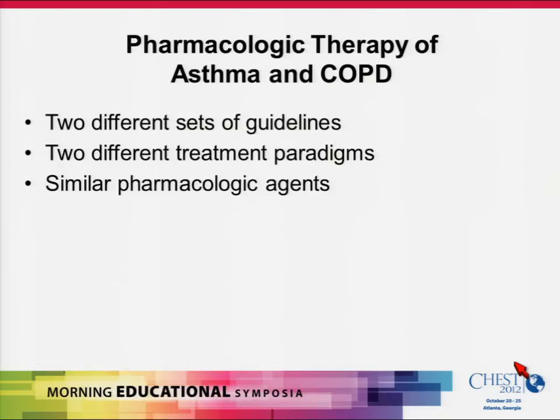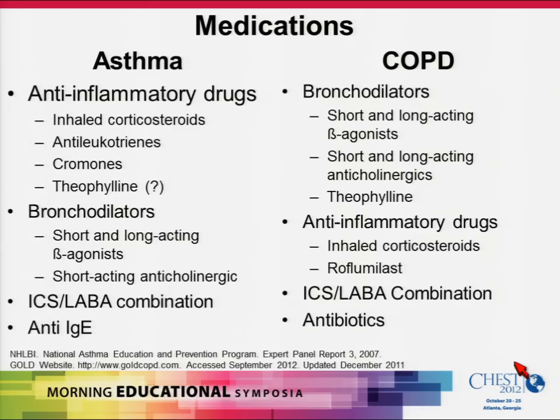Well, we have two different sets of guidelines and two different treatment paradigms, but what's confusing for physicians is that we have similar pharmacologic agents, and we often use these in both diseases. I think if you look at the pipeline for asthma and COPD drugs, it's pretty big, and it's enlarging as we speak, so more and more drugs are being added. Some of these are me-too drugs, meaning more bronchodilators and combination therapies are coming, and only a few new drugs are targeting different targets of inflammation or of the disease in either COPD or asthma.